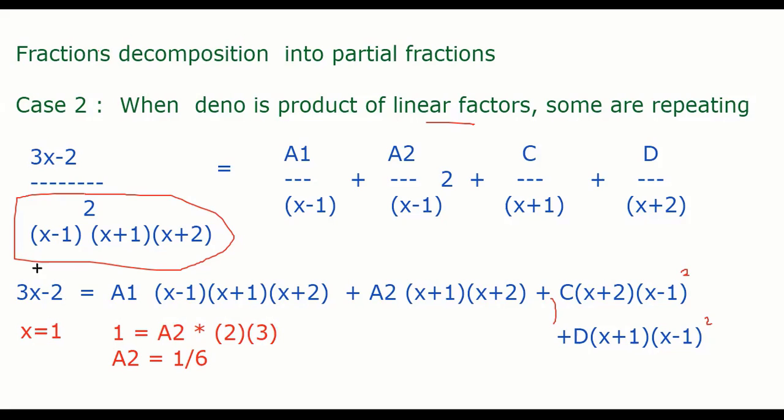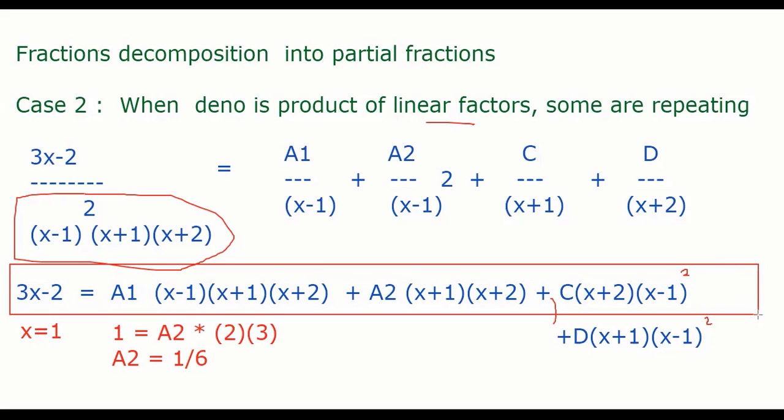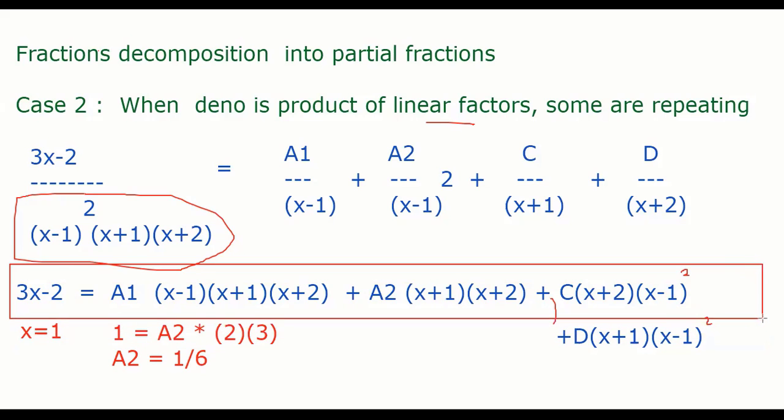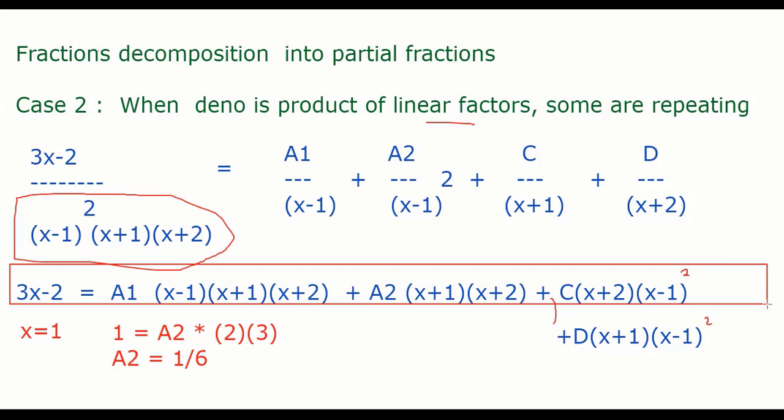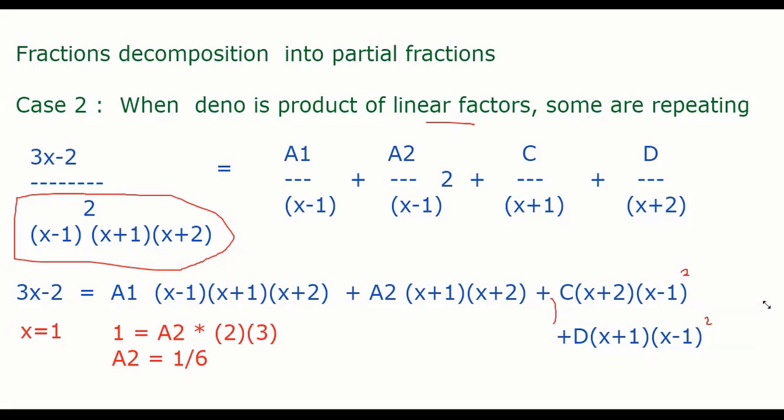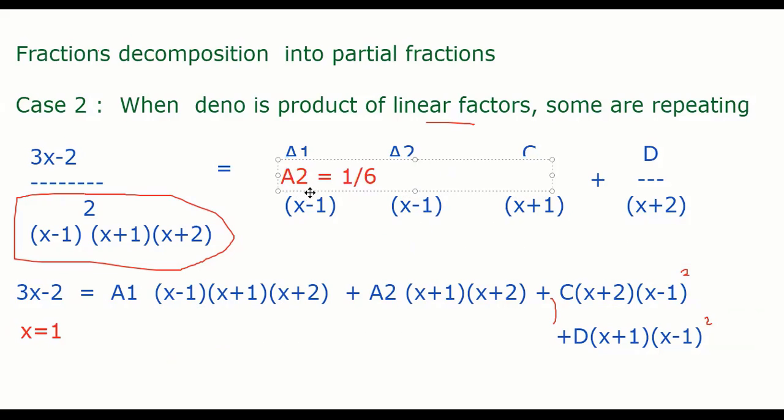What I'm doing, guys, is substituting the value of x equal to 1 in this expression. That's all I'm doing in this whole expression. So any factor with x minus 1 becomes zero, which is why A1 went, C went, D went. So A2 equals 1 by 6, so this is my A2 value. Can you find out where I put x equal to 1? So A2 equal to 1 by 6.